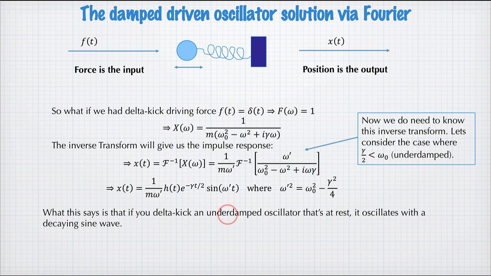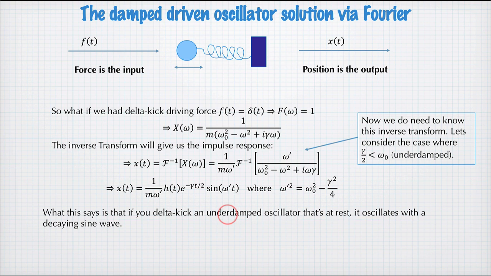So we give a mass some initial position or some initial velocity, we let it go, and we get a decaying sinusoidal oscillation. Now, a minute ago I said that the Fourier methods don't include transient response, and yet here apparently we have one. The trick here is that actually it's not the transient response, it's still the response to a force, but the force in this case is a delta kick.